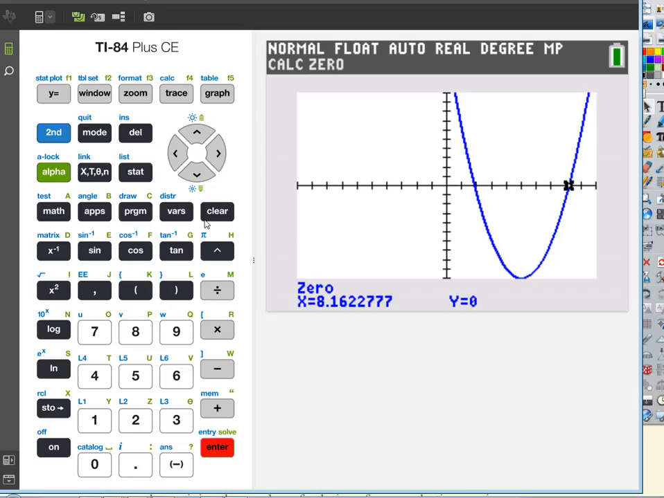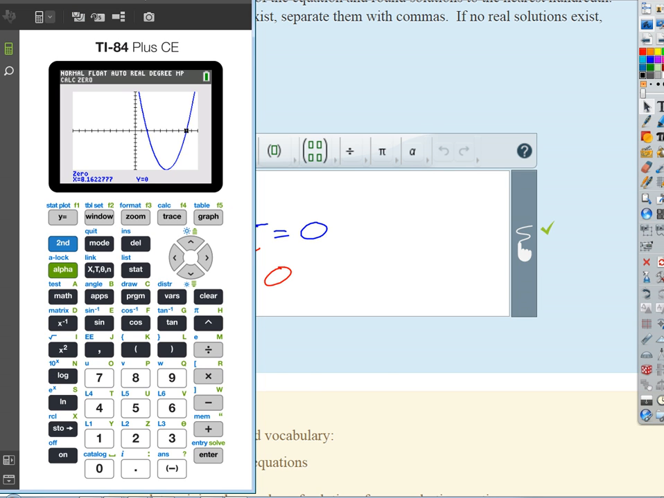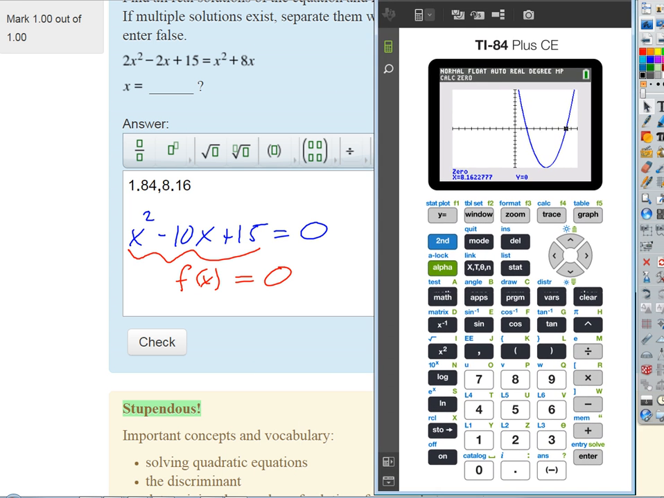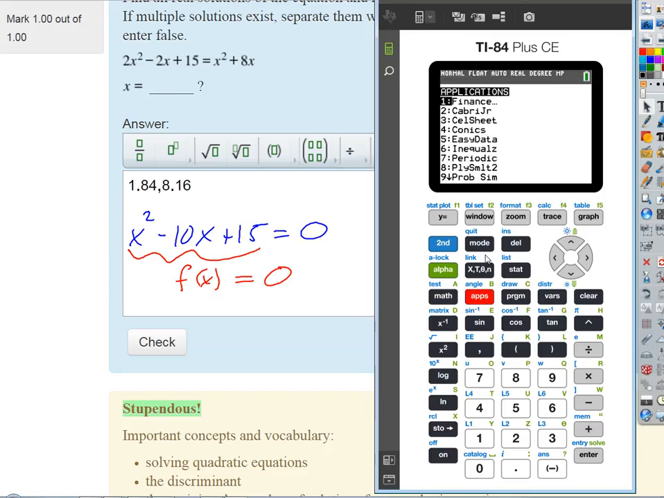What about non-graphical ways? Okay, there's also a way we can do this non-graphically. So if we go back to our standard form version of this equation, there's a program that if you don't have, you need to get. If you go to apps, I think it comes now on with the new operating system, it's preloaded, but it's called Polysmlt 2. So it's Polynomial Simultaneous Equation Solver 2.